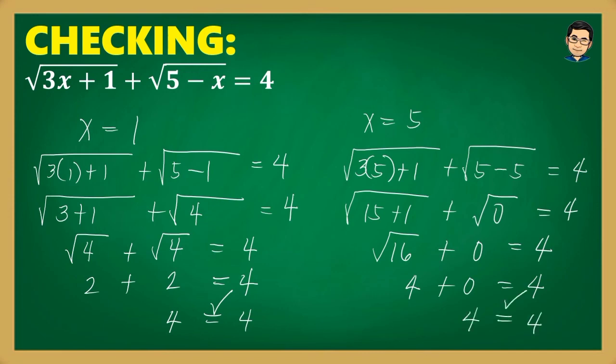As you can see, both sides are equal. So, that means our solutions, x equals 1 and x equals 5, are both solutions of our given radical equation. So, we have no extraneous solution.